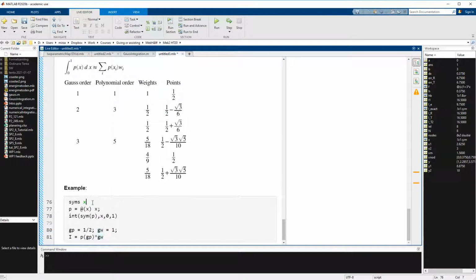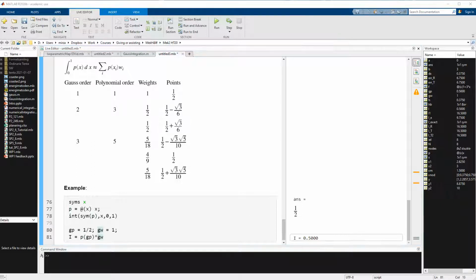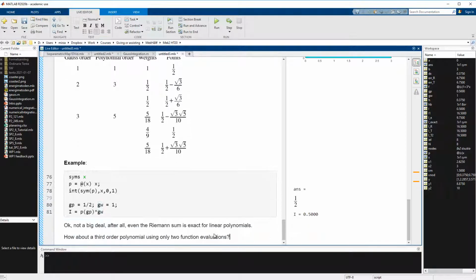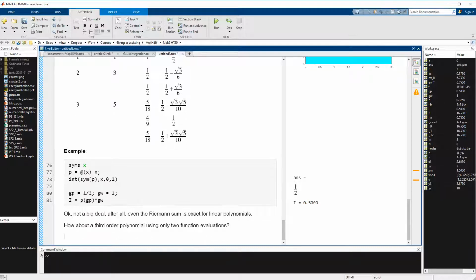So with code we have our polynomial function here, which is just x, and we're going to integrate this from 0 to 1. Nothing special here. Now we choose our Gauss point to be 1/2 and our Gauss weight to be 1, and our approximate Gauss integral is given by this function x evaluated at 1/2 times 1. It's just 0.5. So it's nothing special, not a big deal. After all, even the Riemann sum is exact for linear polynomials. But how about third order polynomials using only 2 function evaluations? That's got to be worth something.